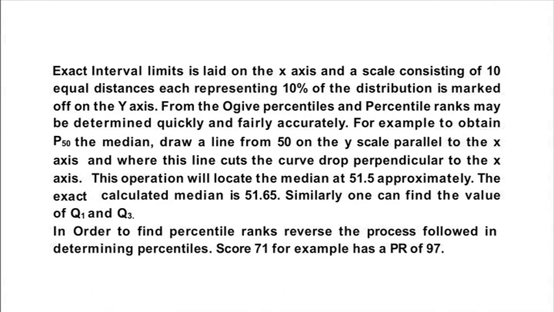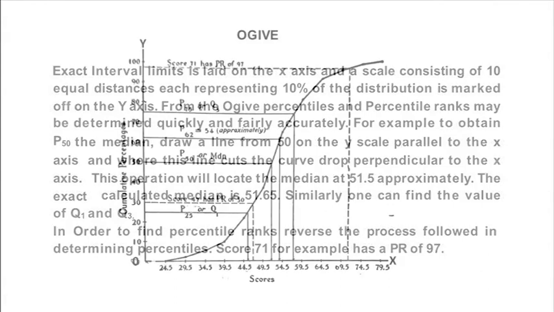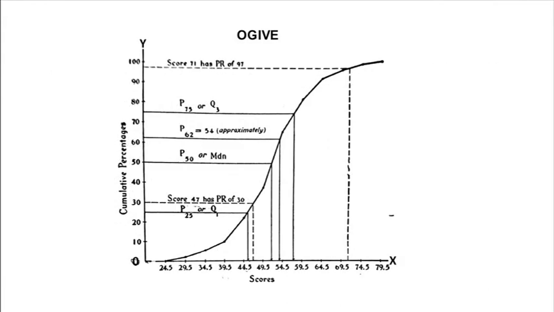The exact calculation of the median in this problem, if you do it mathematically using the formula, is 51.65. When we draw it from the graph, it is 51.5, more or less the same. Similarly, one can find the value of Q1, the first quartile, and Q3, the third quartile. In order to find percentile ranks, reverse the process followed in determining percentiles. Score 71, for example, has a percentile rank of 97. Now, I will demonstrate this through the graph.